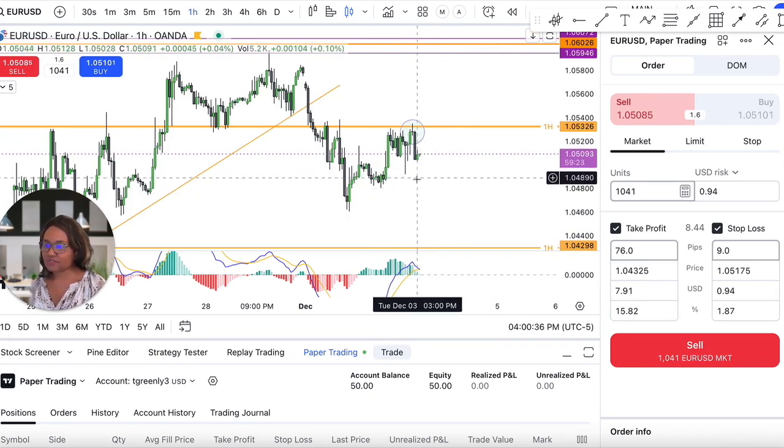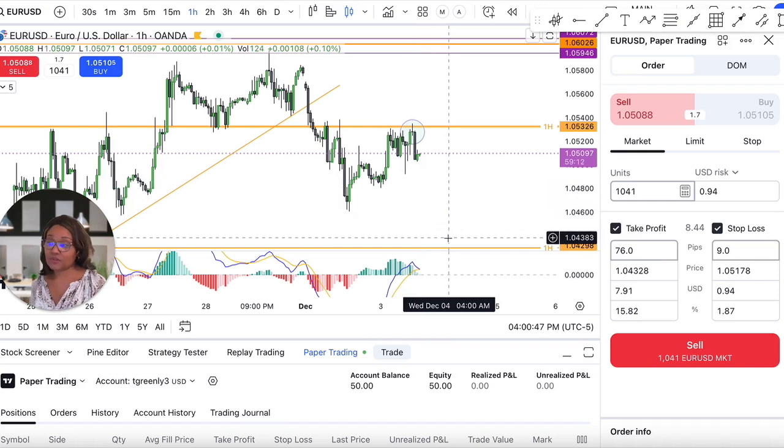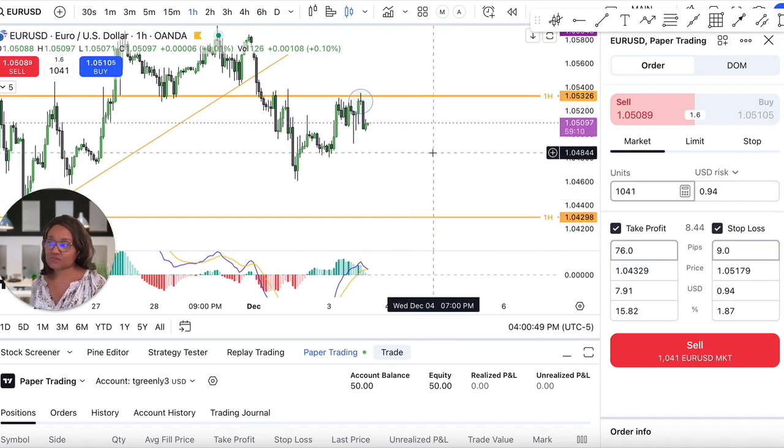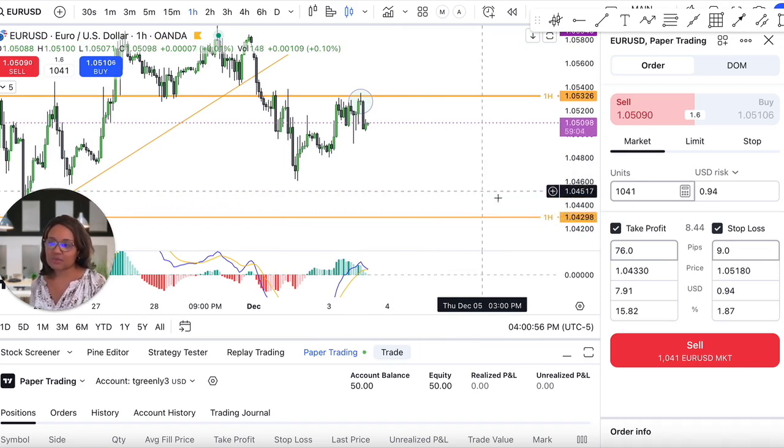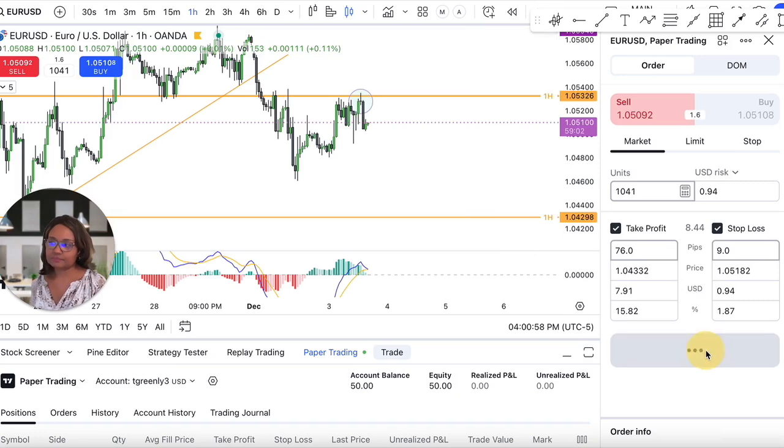Sometimes price likes to gravitate toward the ends of our wicks. So you could decide that you'd like for price to go here. This is 1.04916. Or if you prefer, you could decide that price is probably going to go down to your next area of support or resistance. So you can decide. And so what we'll do is go ahead and click on the sell button like that.